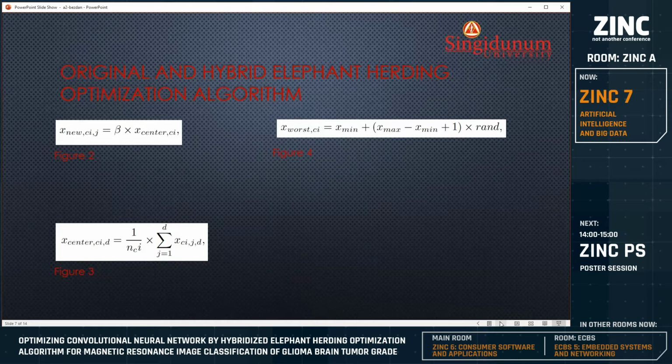In figure 3 here below, the x center ci,d basically indicates the total dimension of the search space, and the center of the given clan ci, x center ci,d, can be calculated in the following way for d-dimensional problems. And for the last one, figure 4, this is basically just stating the separation operator that can be modeled in the following way, and that's denoted as the x worst ci equation.